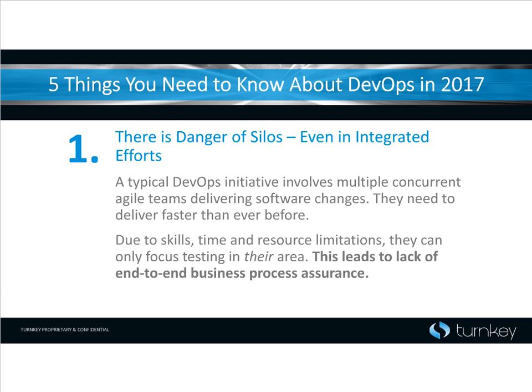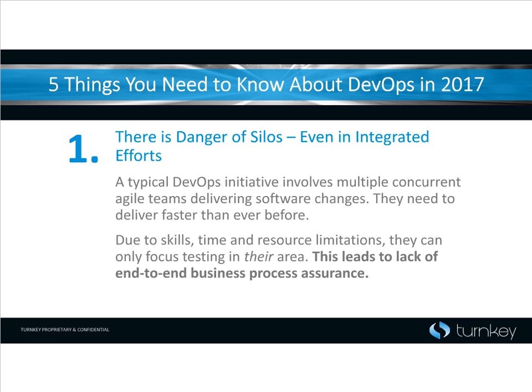So we talked about 5 things. So let's dive right into those 5. Number 1, there's still a danger of silos, even in an integrated effort that DevOps really represents. And the reason for that is that a typical DevOps initiative almost always involves multiple concurrent teams that are working on particular parts of a release and delivering software changes. And of course, the pressure, and the purpose for this, is to deliver faster than we have before.